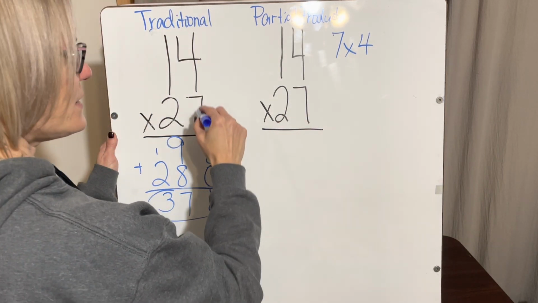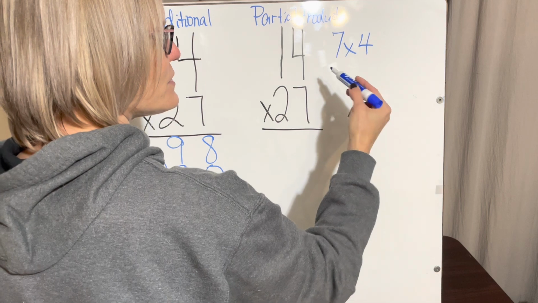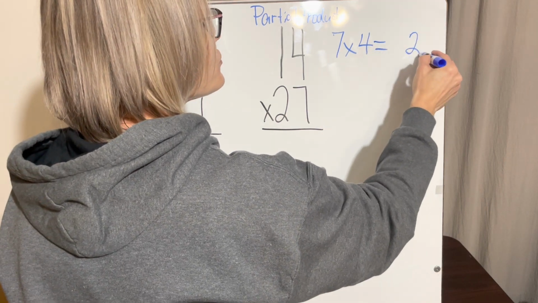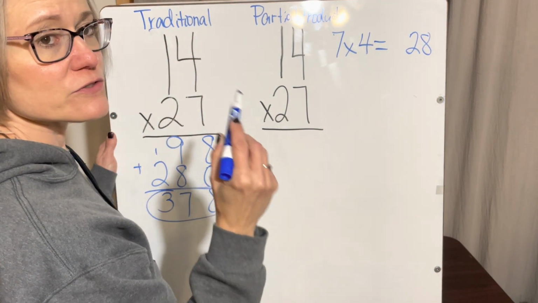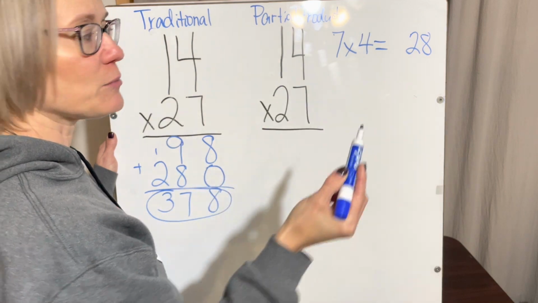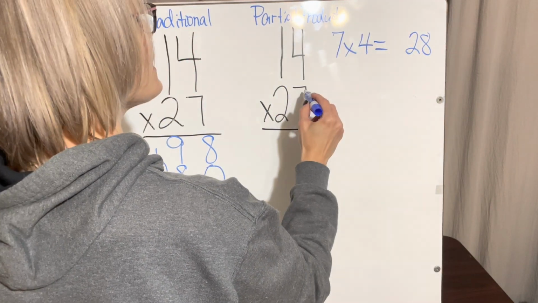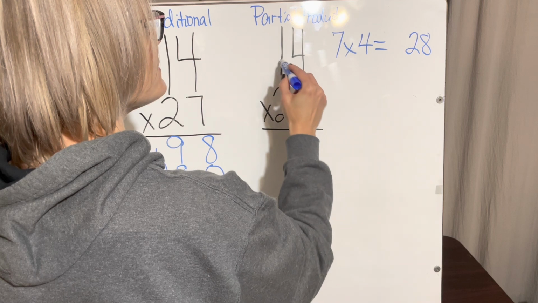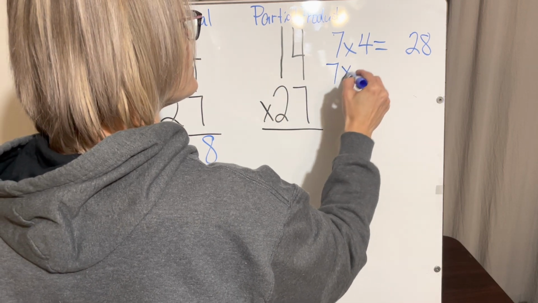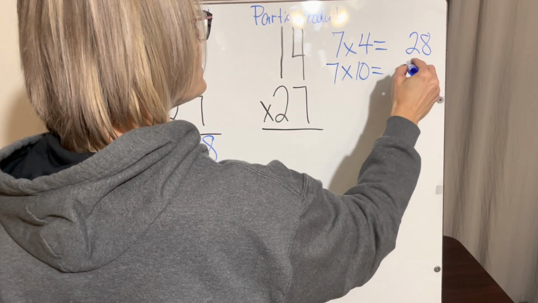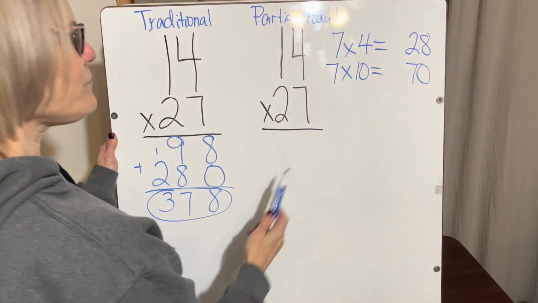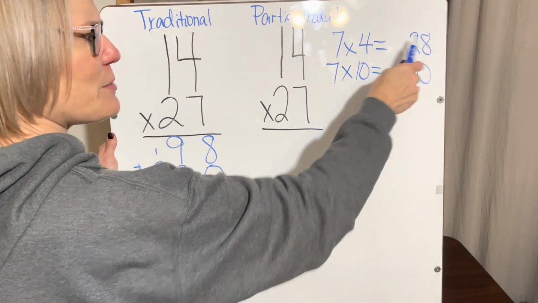Which is exactly what we did here. I'm just writing it out to the side. So I know that that is 28. Remember, we picked that apart. 2 times 7 is 14. Double it is 28, okay? And then we have 7 times 10, which we know is 70. Now look at this. When I add this up, I get 98.